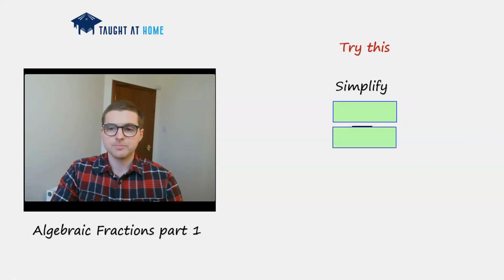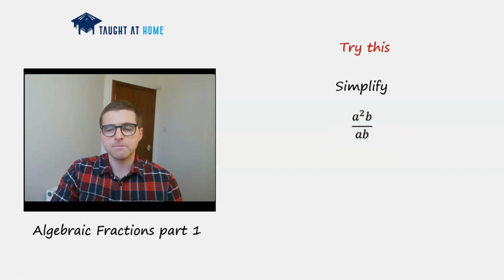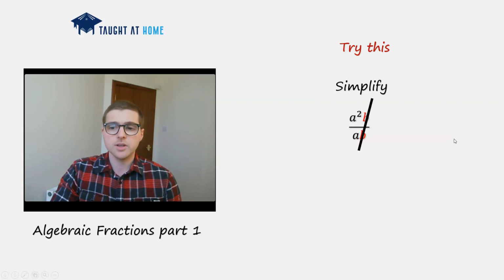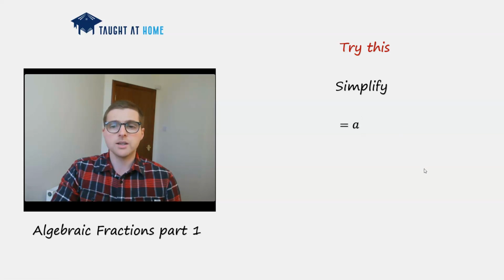Okay, so how about this one? Simplify A squared times B over AB. Well, what you can notice is we've got B in the numerator and denominator, and we can cancel those out. What we're left with is A squared over A, and we're just back to our laws of indices. We've got A squared over A to the power of 1. Because they're dividing, it'll be 2 minus 1, so it'll be simply A.